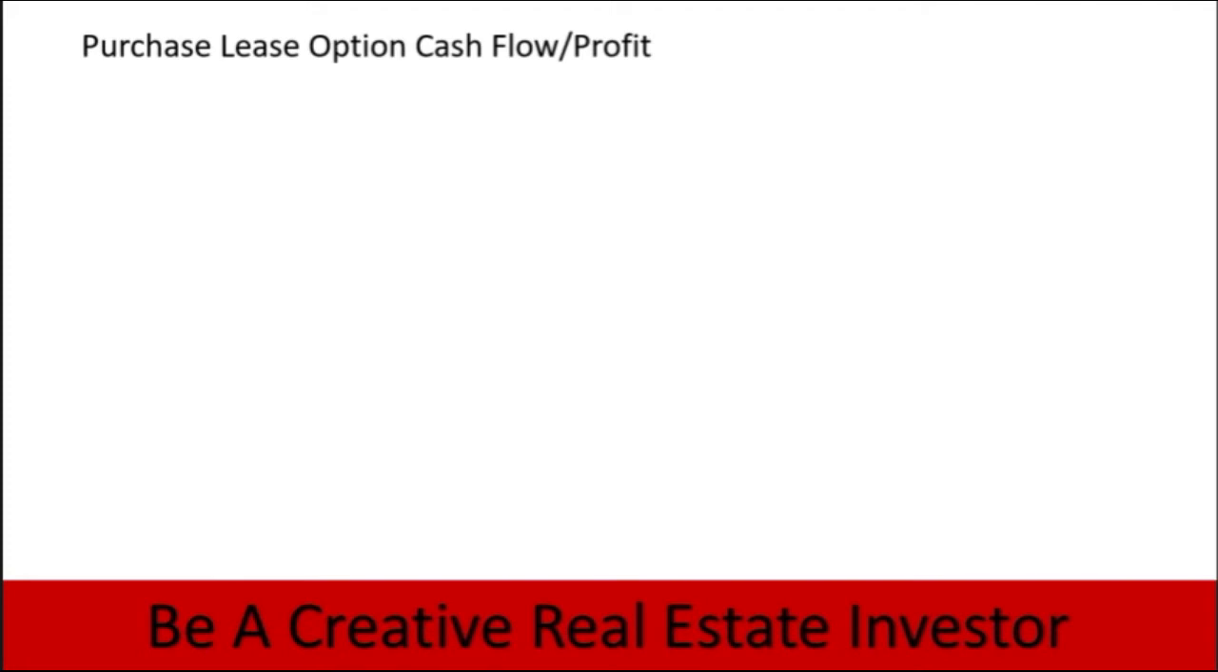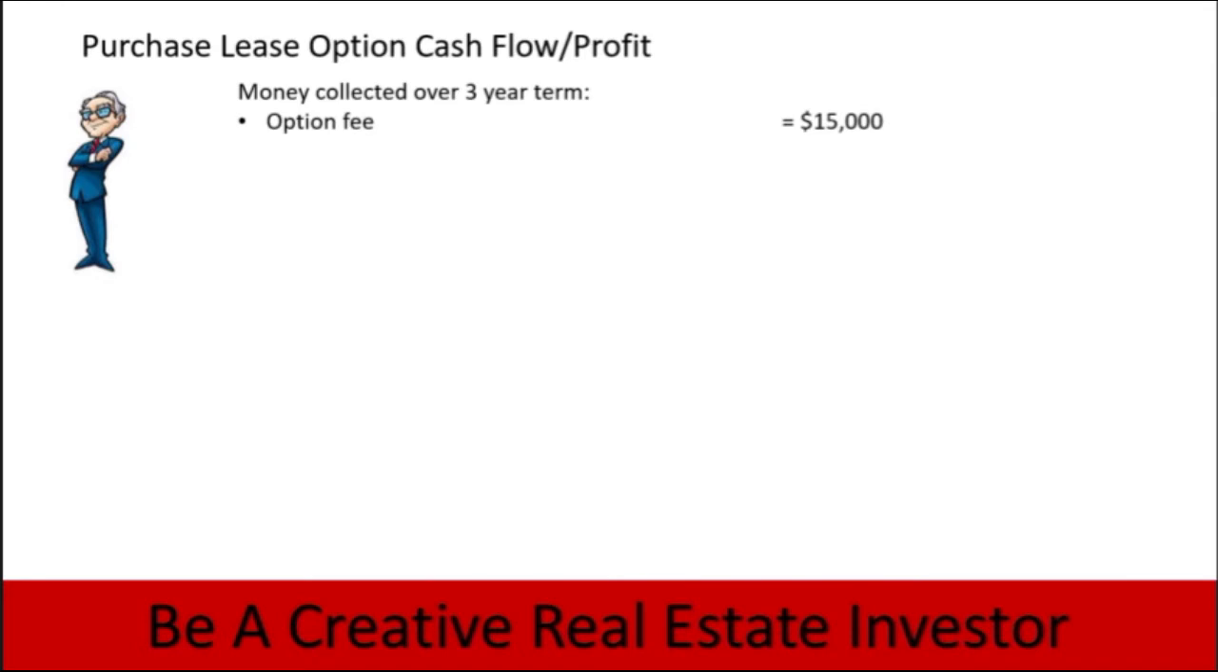Now the cash flow or the profit from a deal like this is as follows. Over a 3-year term, you've asked for an option fee and collected $15,000 up front. That is refundable. It is returned to them once they close on the deal. You've also got the monthly rent that you're collecting. So you're collecting $1,800 a month rent in this example, but you've got expenses that you must pay. So that's your PITI, what we call PITI.